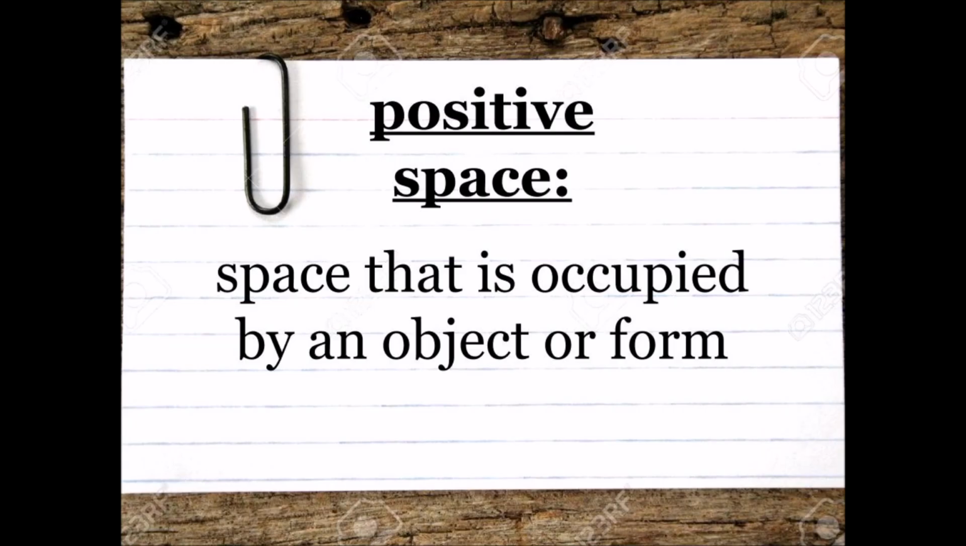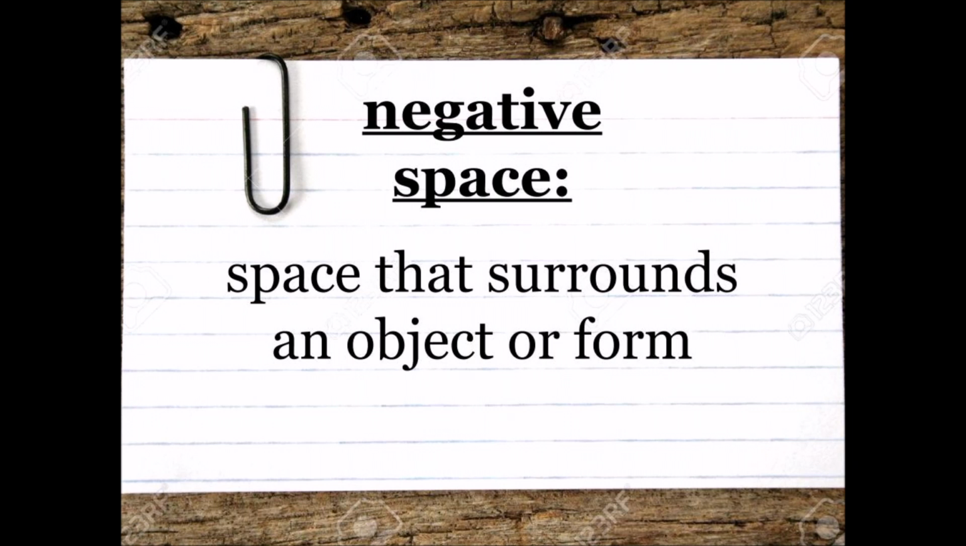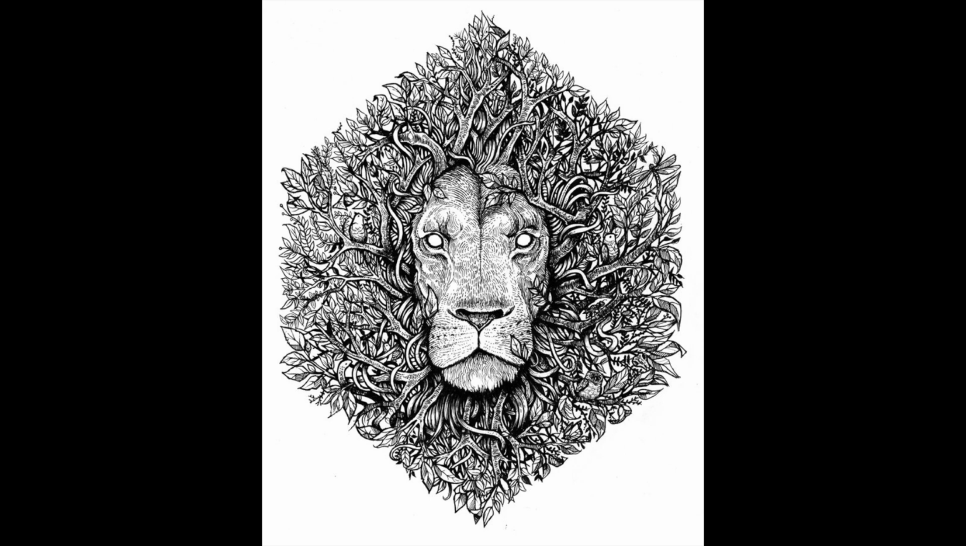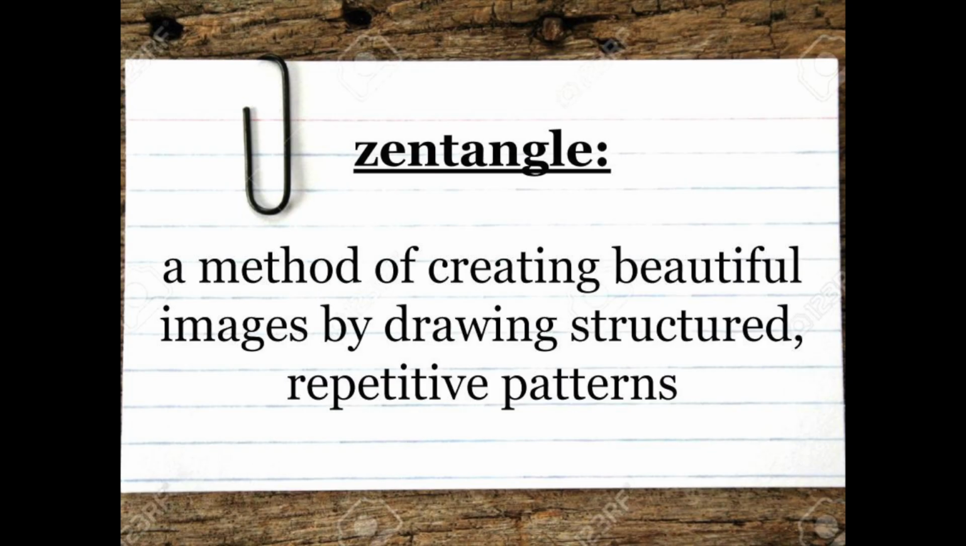But one thing he does exceptionally well is to have a good balance of positive and negative space. So positive space is space that is occupied by an object or form, and negative space is the space that surrounds an object or form. So here's an example of him using a good balance of positive and negative space. You guys can see that he balances out all of that empty white space around this lion with a lot of detail, a lot of black in the center of the piece.